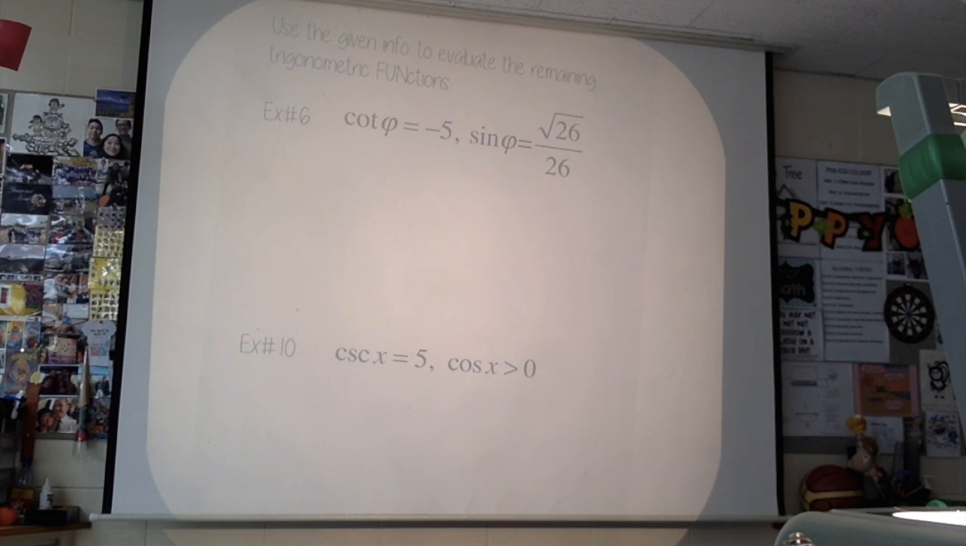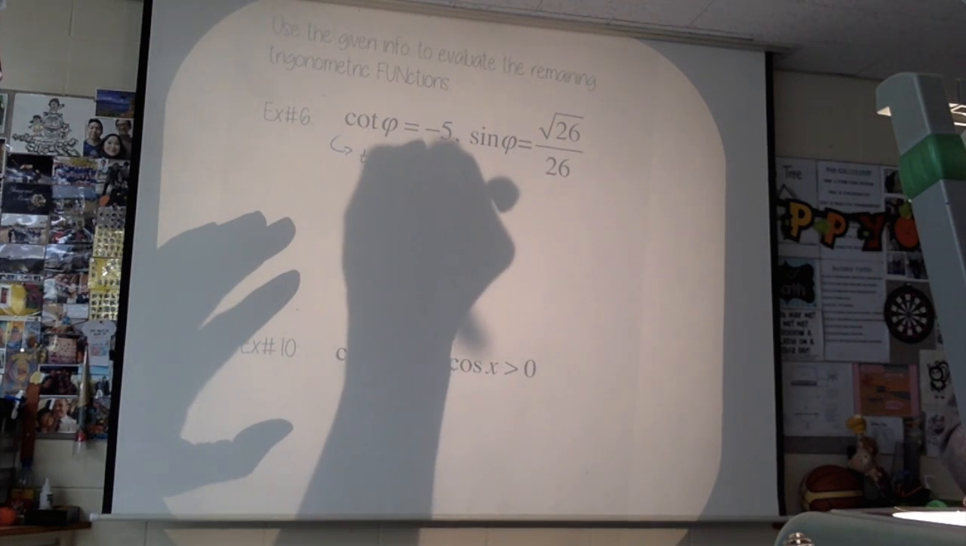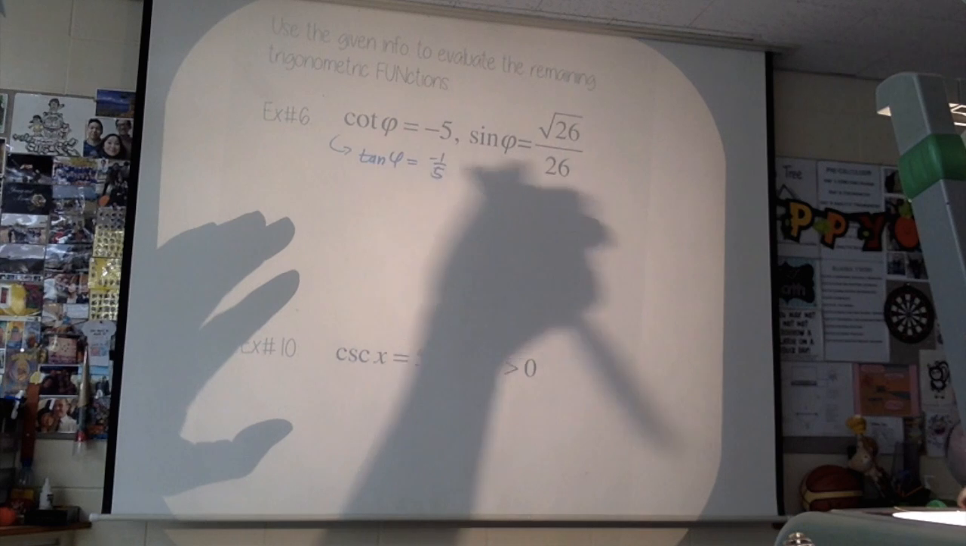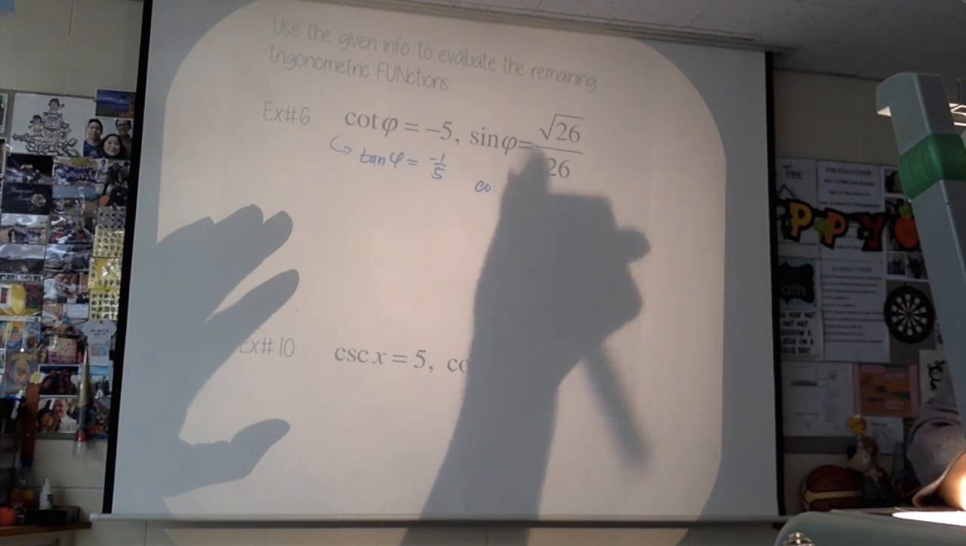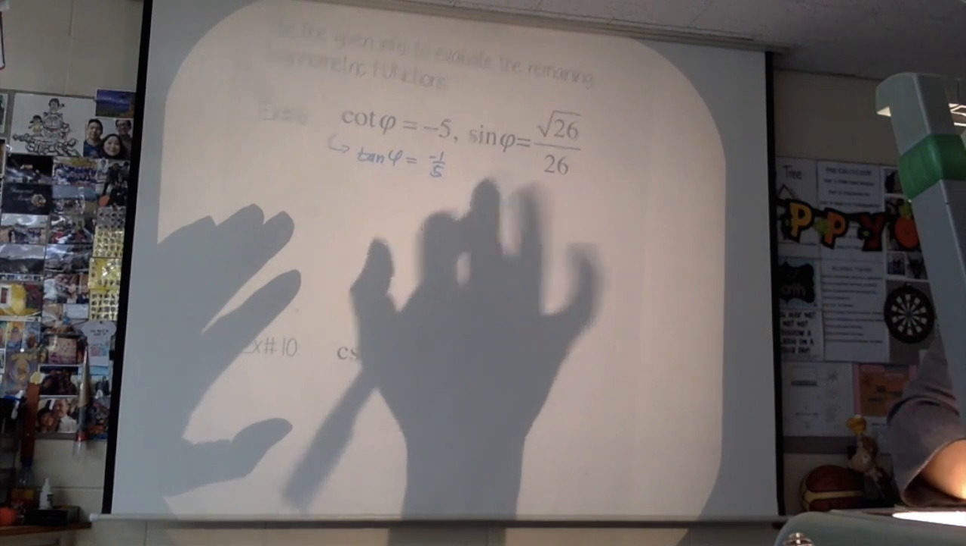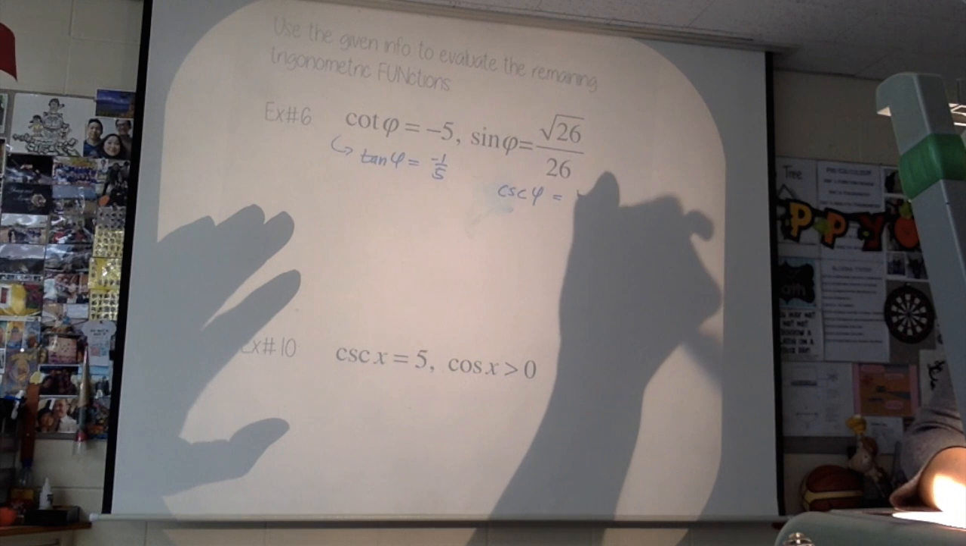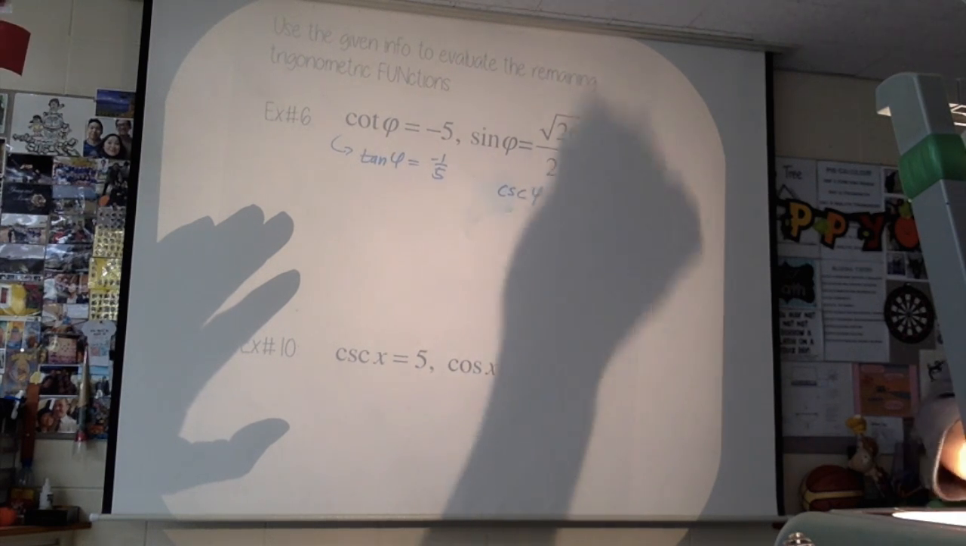You can keep doing your method however you want to, but there are a couple of things I want to point out. You already know tangent of phi is -1/5, right? From this, you know that cosecant of phi is going to equal 26 over root 26. So now we just have to find cosine.